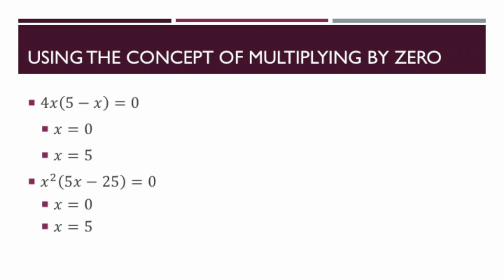Now let's take another example: x squared times 5x minus 25 equals 0. That's a pretty complicated equation. First of all, if that x squared is 0, then we get 0. So one value for x is 0. But we also know that if 5x minus 25 is 0, regardless of what x squared is, the stuff in the parentheses is 0. So we know that x could be 5. So we have two possible values: x can be 0 or x can be 5.